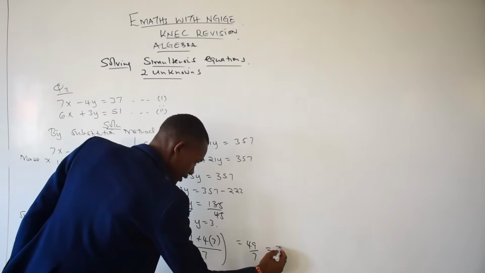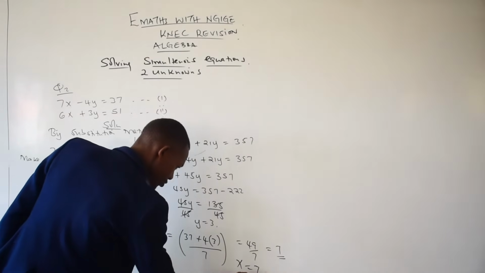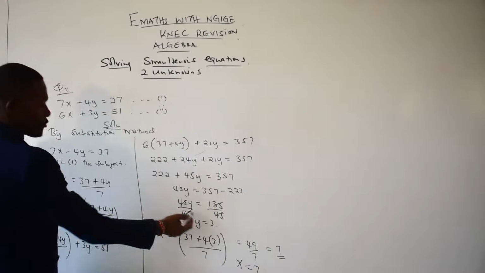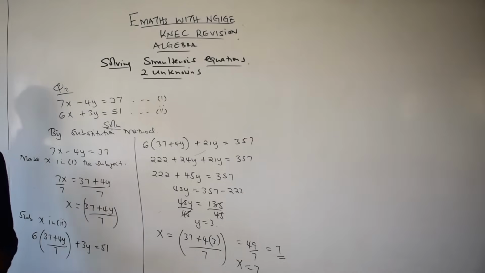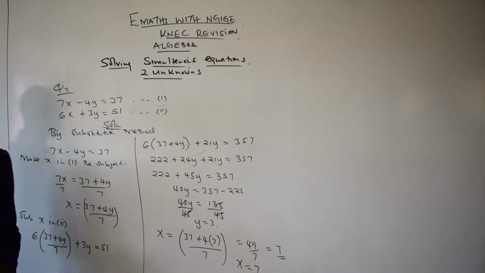What is 49 over 7? It gives you 7. So your value of x is 7 and your value of y is 3. Those two examples, I believe, are good in solving equations by the substitution method.